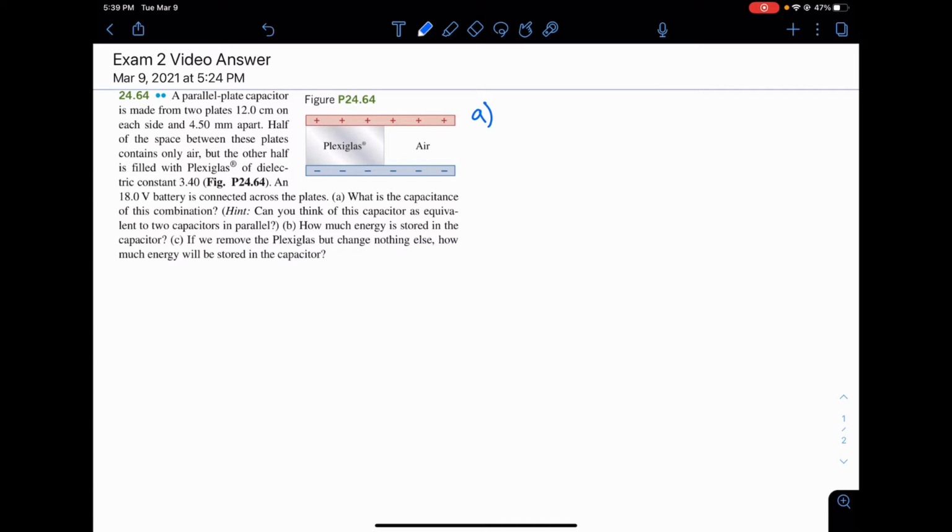Now for part A, it's asking for the capacitance of the combination, and like the hint says, this capacitor is essentially two capacitors in parallel. So the way we can think of it is using the equation C is equal to epsilon naught times the area over the distance. But because we're dealing with things in parallel and it's two separate capacitors, we are splitting into two parts, and we're also using K, which in this case is the dielectric constant.